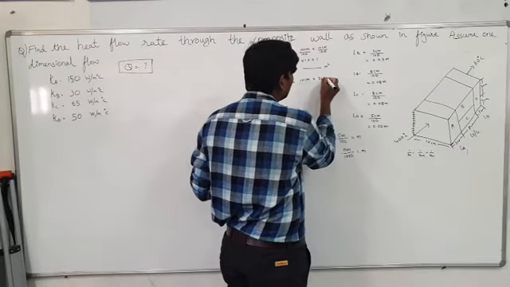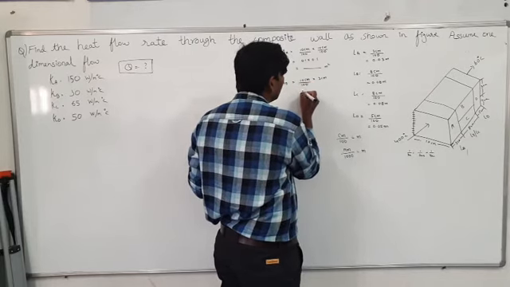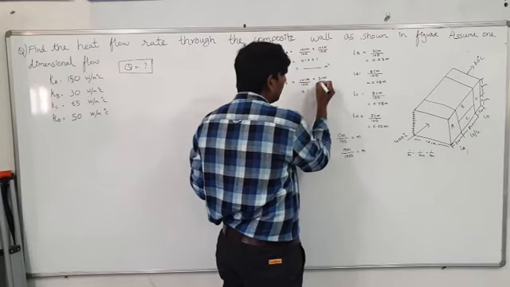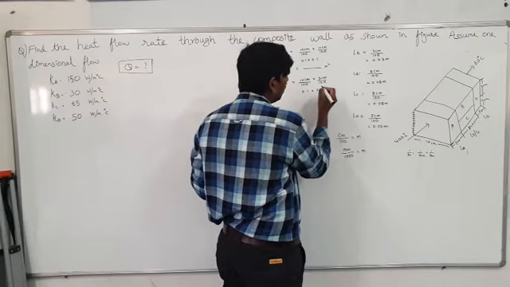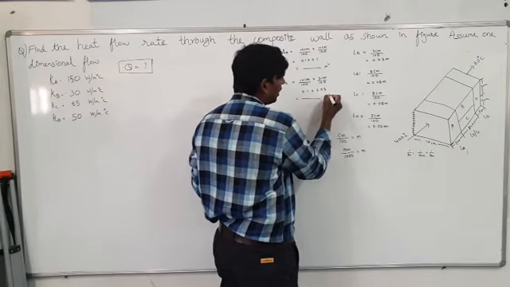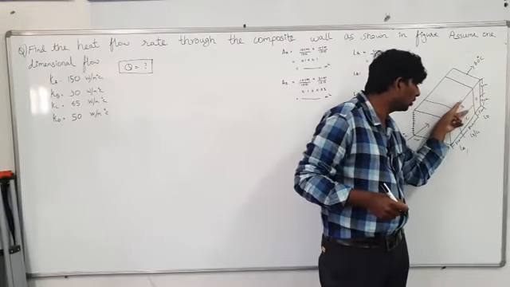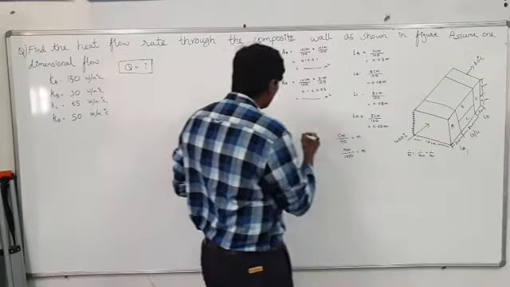What you have to take here? 3 centimeter. If you divide it with 100 here, you will get 0.1, and if you divide this with 100, you will get 0.03. The answer should be in meter square. See why I consider 3 here: if you see the thickness of this one, it is equal to 3.